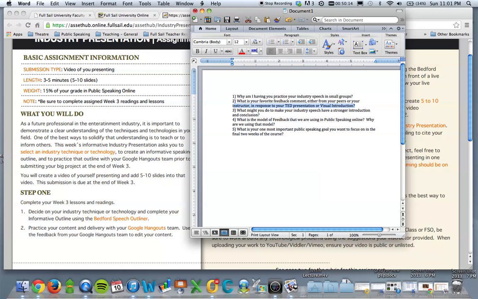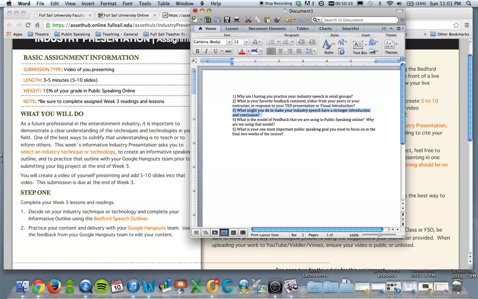Question number 3. What might you do to make your industry speech have a stronger introduction and conclusion? So in that Bedford speech outliner, you're going to notice that it talks a lot about introductions and conclusions. What can you do that's going to help frame your speech like that? It's going to make it really powerful.